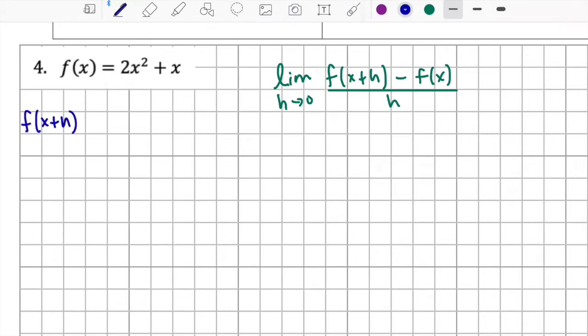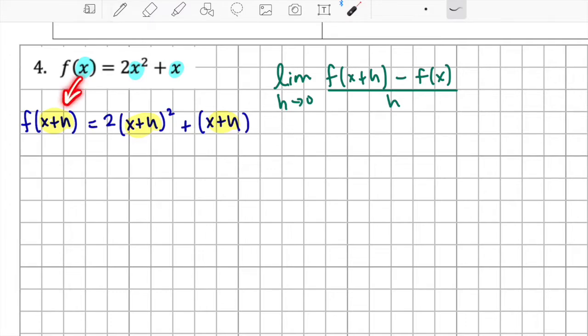So f of x plus h tells me that everywhere I see an x, that is going to get replaced with x plus h. So it'll look like this. 2. So the x is being squared, and now x is being replaced with x plus h. So we have to use parentheses, x plus h squared, plus, I'm just going to put these in parentheses. You don't have to, but let's just get used to that. The x becomes x plus h. Notice again, x plus h, x plus h, x plus h. Compare it to this.